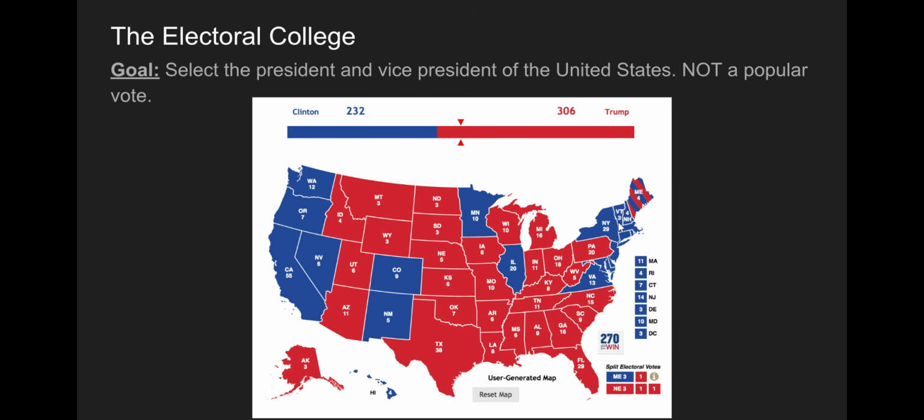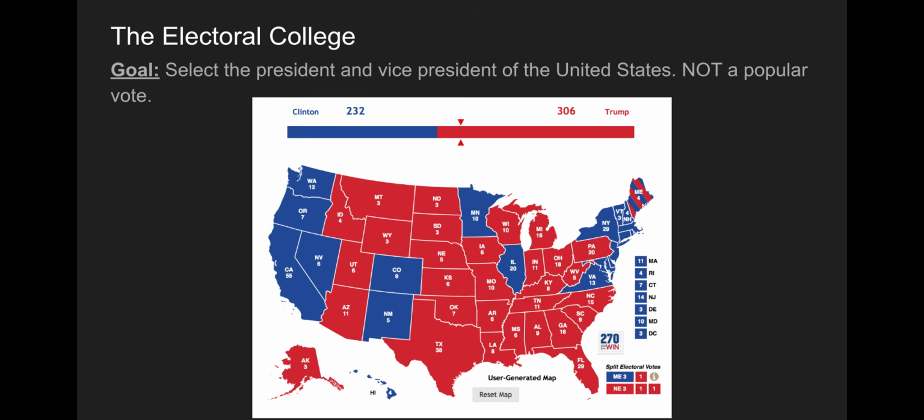So New York State has 29, which is a lot larger than the states right next to it, like Vermont has 3, New Hampshire has 4, because it's based on population. The number of electors is based on the number of senators, which is always 2, plus the number of members of the House. So in New York State, there are 27 congressmen, representatives, plus the 2 senators. So that's how we get the number 29.